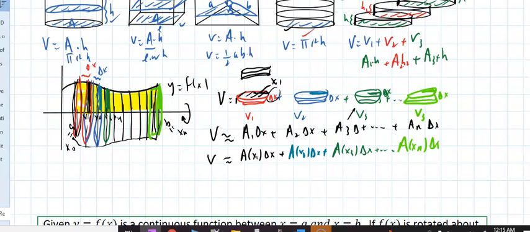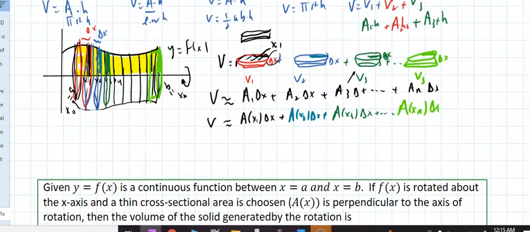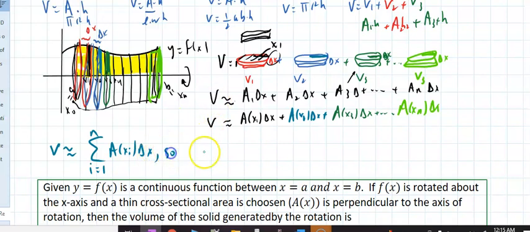So two ways of representing this. One way is for me to say the volume is going to be the series, i equal 1 to n, of a of x sub i delta x. And if I wanted to find the exact volume, I simply take the limit as n approaches infinity of that series.